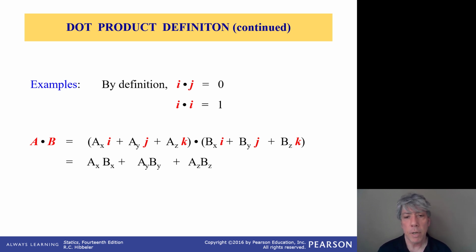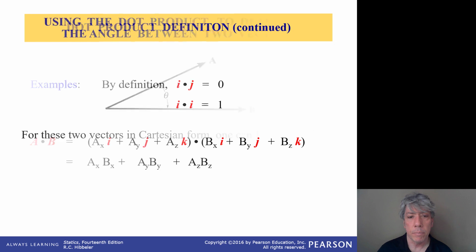So you can think of the dot product as a projection. All you really do to take the dot product of two vectors is take the components that are in the same direction, like ax and bx, multiply them together, and then add to that the product of all the other components in the other directions. So plus ay by plus az bz.